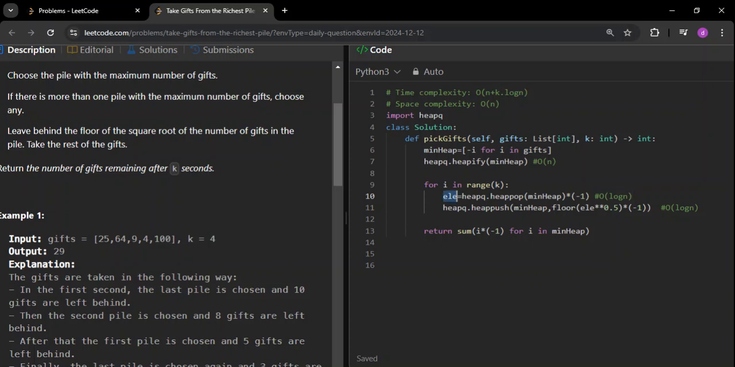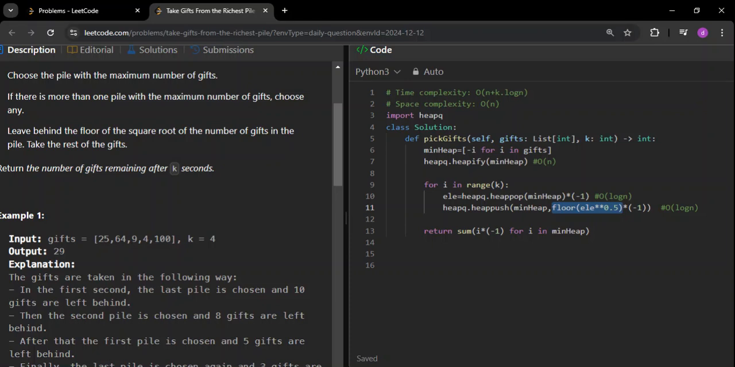Fine. Once the element is popped, first of all, you will have to take the square root of it and take the floor of the square root. And then again, since it's being inserted into the heap, and we want to simulate max heap in terms of min heap, while inserting again we have to multiply with -1. Okay, this is the actual thing.